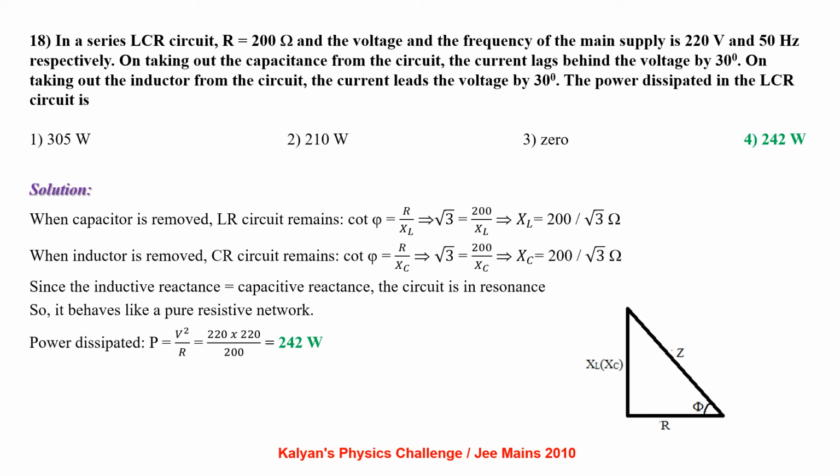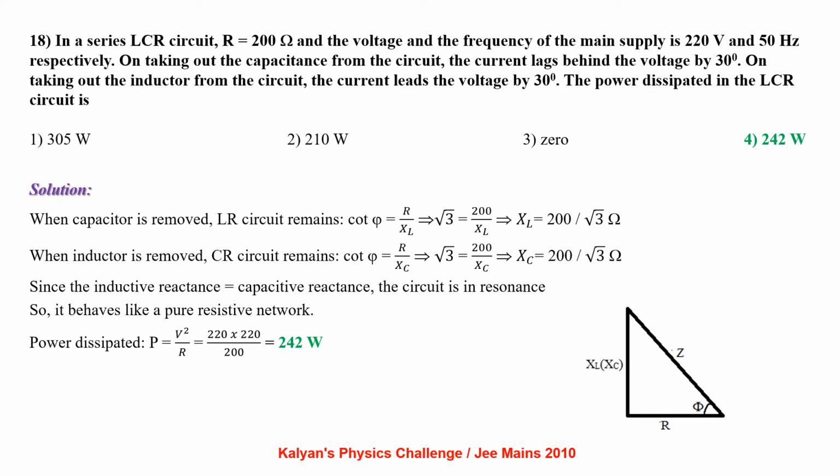Now when the inductor is removed, only capacitor and resistor will remain in the circuit. Again tan phi equal to R by XC. Here phi is the phase angle difference between current wave and voltage wave. So we get 1 by root 3 equal to 200 by XC. From there XC equal to 200 root 3 ohm.